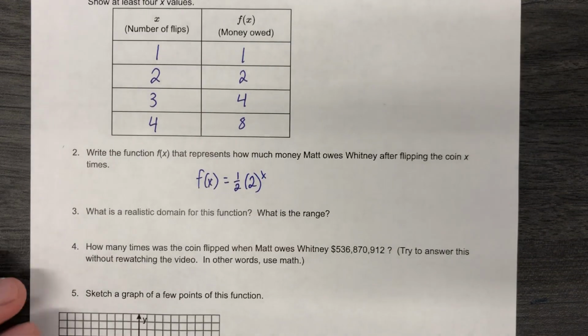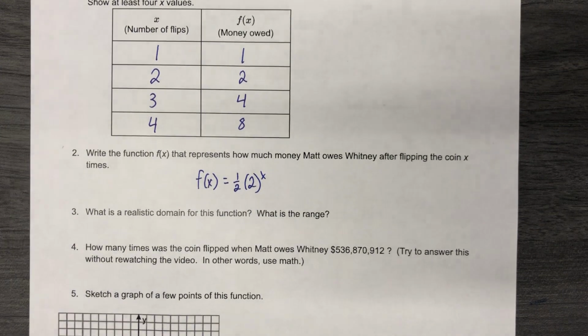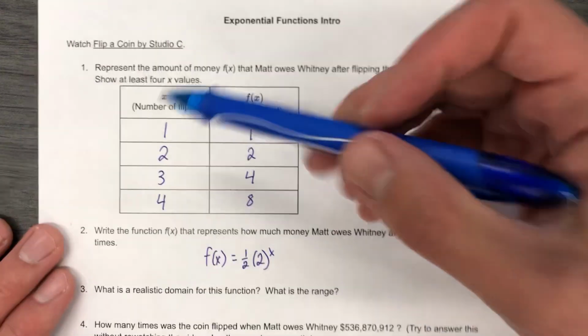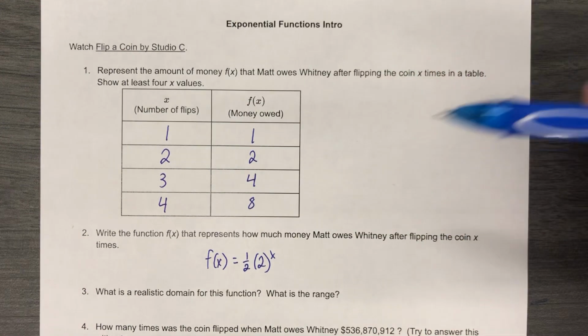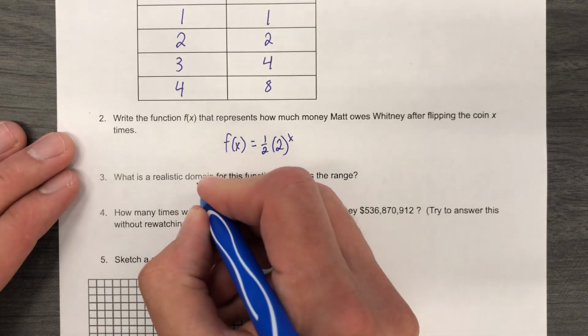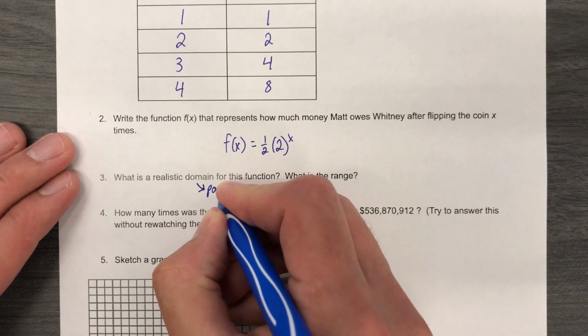So what is a realistic domain for this function, and what is the range? Now, the realistic domain for this function, just looking at this, would be 1, 2, 3, 4. So I'm going to say positive integers. So the domain is going to be positive integers.